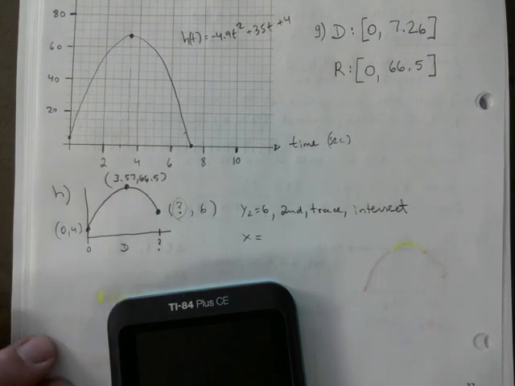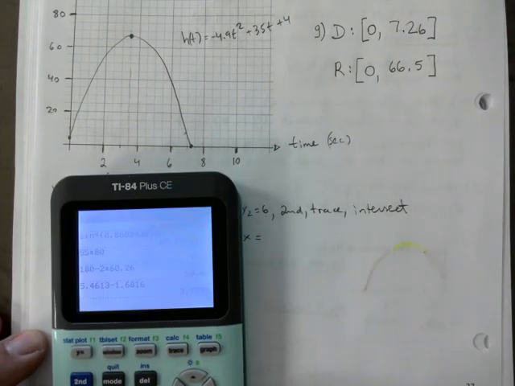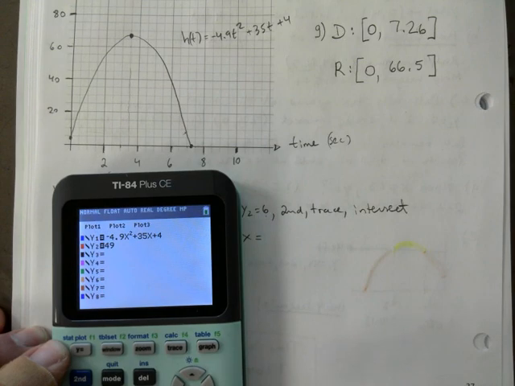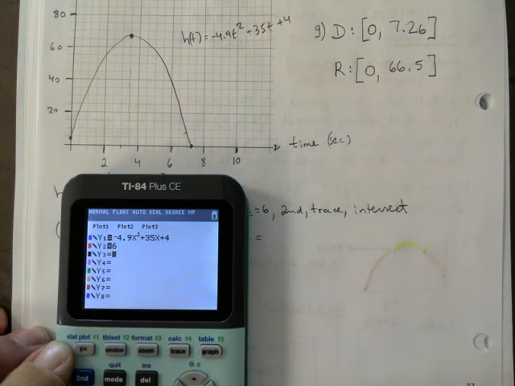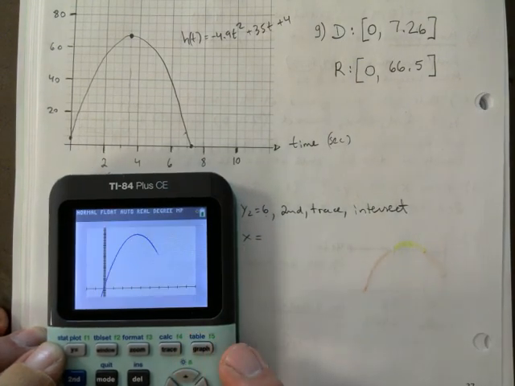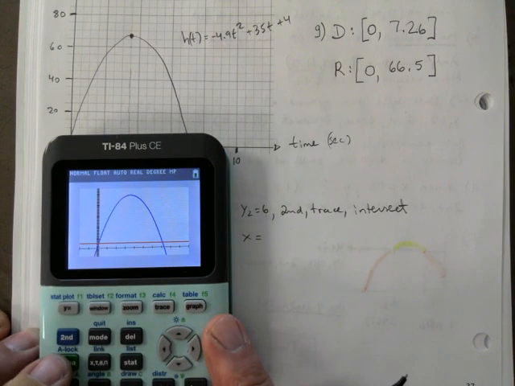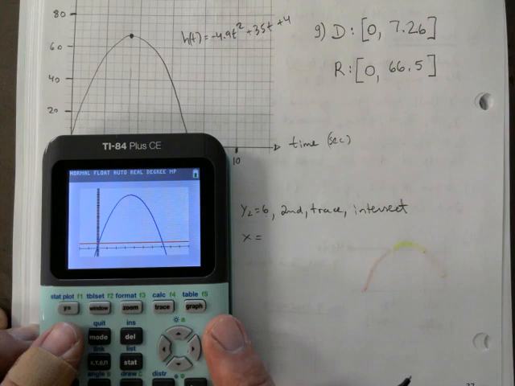Use your calculator. You're going to use it a lot. It's going to be your best friend. No, not your best friend. It's going to be a tool, right? Very helpful one. So there's my y equals to 6 line.